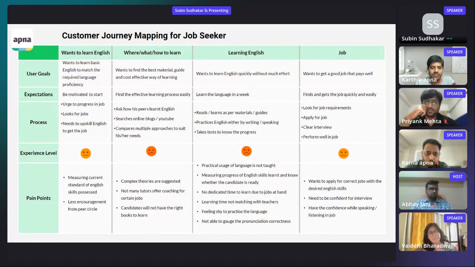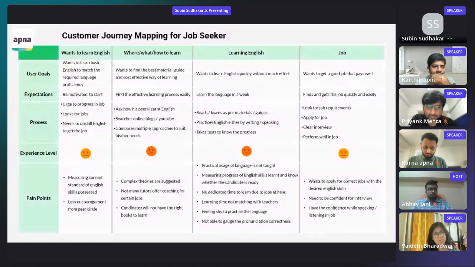So if you see, from learning to job, when a job seeker wants to learn English, the first thing is he's not able to measure what English skill he possesses. The second is he doesn't have encouragement to do it. When he's searching what he wants to learn, there are many complex theories being suggested on the internet, or the tutors are not offering coaching for a specific job of his nature. And while learning English, he's not able to practice English because he is shy and was mocked by his friends. And the second thing is that he's not able to measure his progress in English.